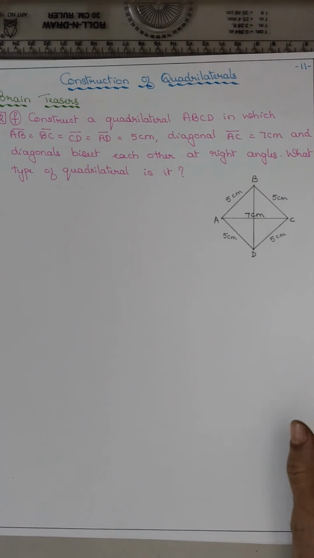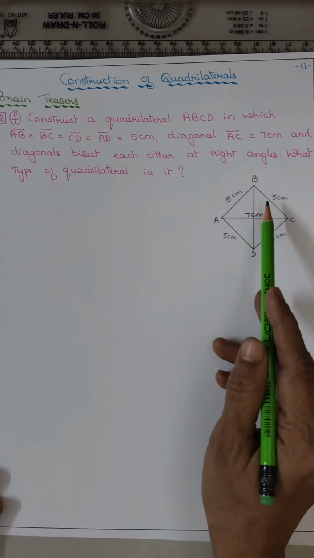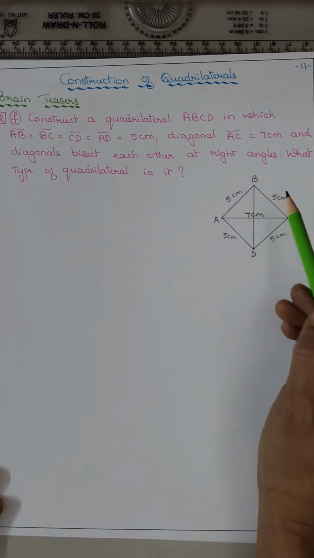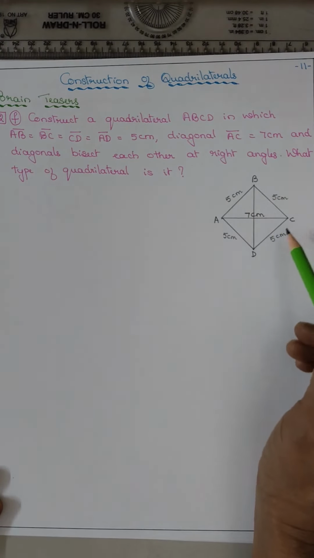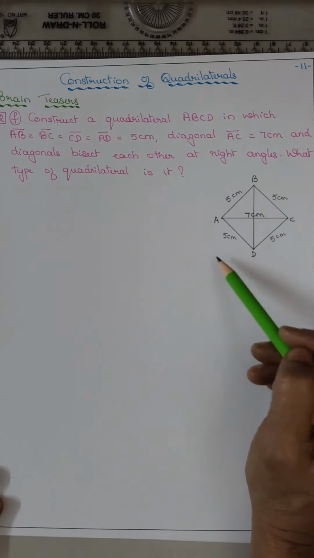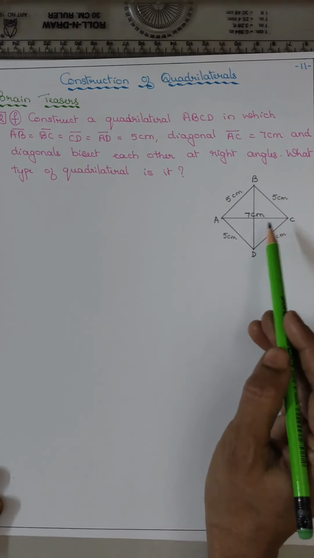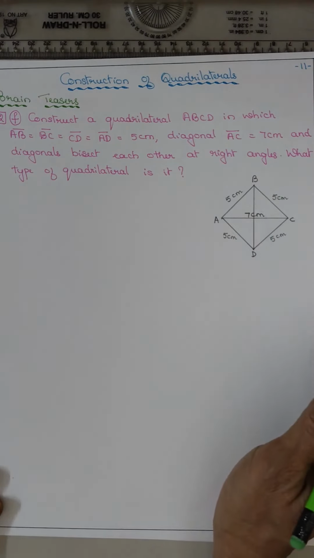We are discussing the brain teasers of construction of quadrilaterals. Coming to question number 2F, construct a quadrilateral ABCD in which AB is equal to BC is equal to CD is equal to AD is equal to 5 centimeter and the diagonal AC is 7 centimeter.